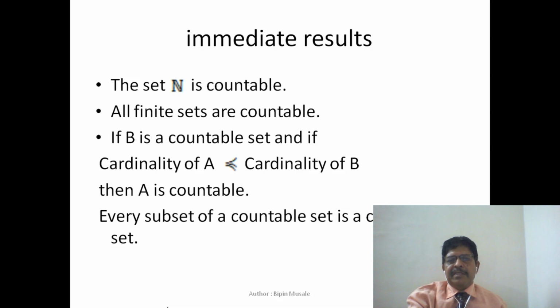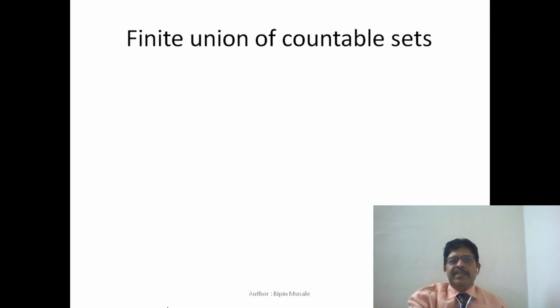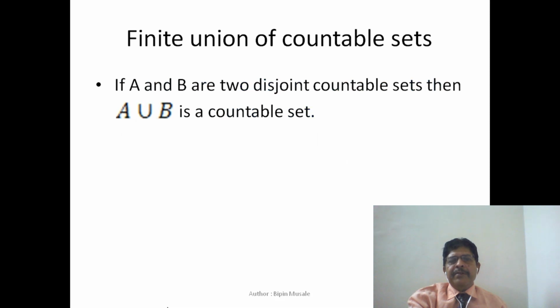Naturally, if B is a countable set, then cardinality of B is less than or equal to cardinality of n. And since cardinality of A is less than or equal to cardinality of B, naturally cardinality of A is less than or equal to cardinality of n, because this less than or equal to relation is transitive, and then A is countable. Thus every subset of a countable set is also countable. Okay. Now let us come to our result. If we are having two disjoint countable sets, then their union is also a countable set.